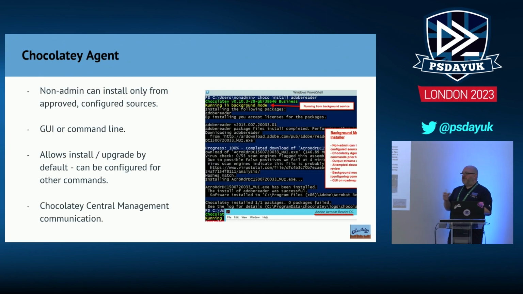Chocolatey Agent, I talked about, was kind of the glue that holds a lot of the licensed products together for the self-service management and also Chocolatey Central Management as well. So it allows that Chocolatey Central Management communication, as you'd imagine from the name Agent. It sits on the client device, whether that's a Windows desktop or a Windows server, and it'll allow communication with Chocolatey Central Management, allowing you to manage that endpoint. But it'll also allow you to allow non-admin users to have admin rights on that box to install software.